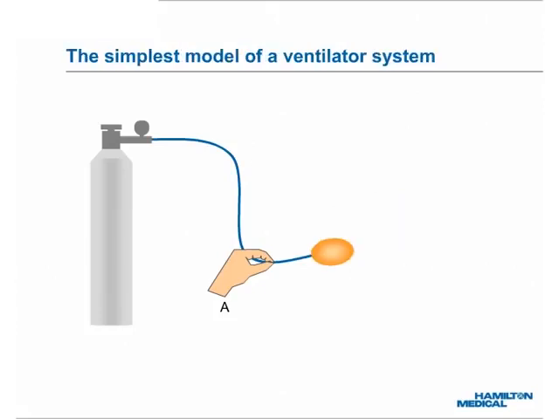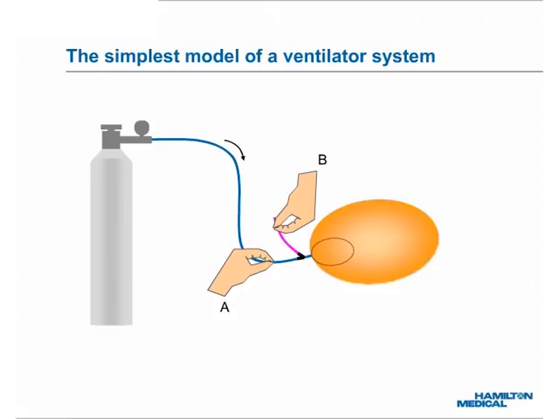Now let's add three more elements: second tube, shown in pink, Y piece, and second controlling hand, B. After the balloon inflation system is modified as shown, can you see that we have built a very simple but fully functioning model of an IPPV ventilator system? Balloon inflation. If hand A opens the blue tube and hand B closes the pink tube simultaneously, the tube pressure becomes higher than the balloon pressure. The pressure gradient then pushes the gas into the balloon and it inflates.